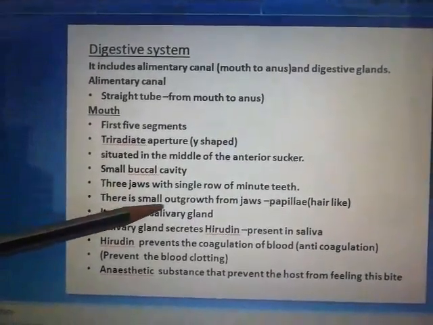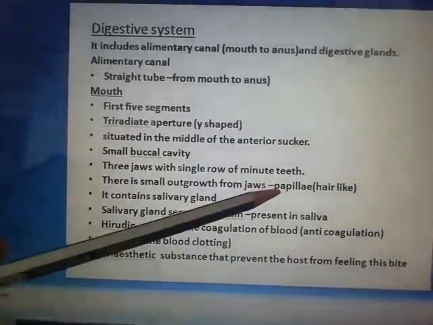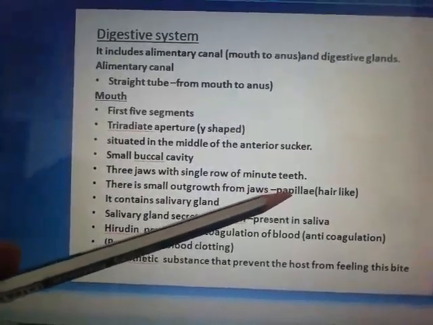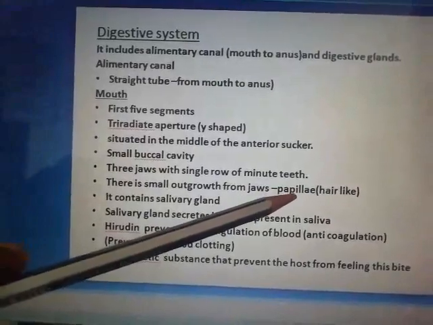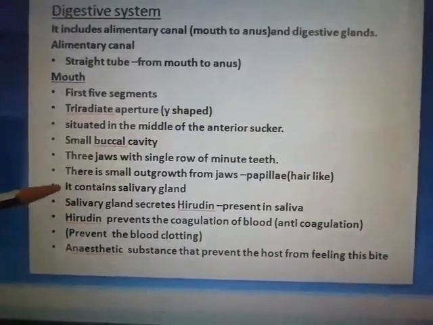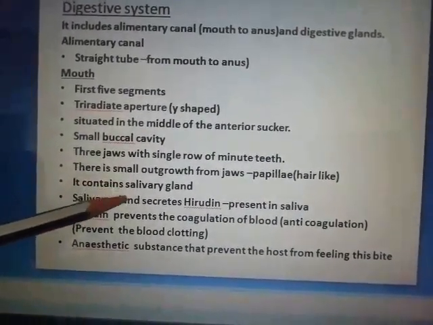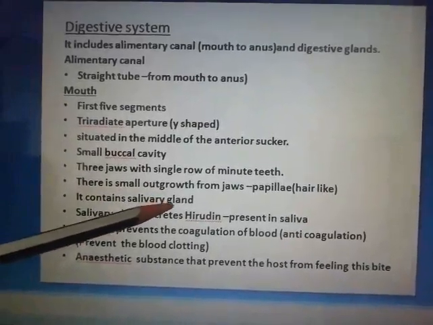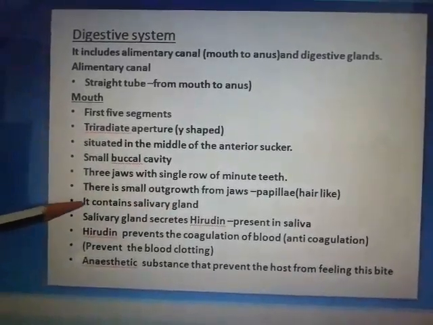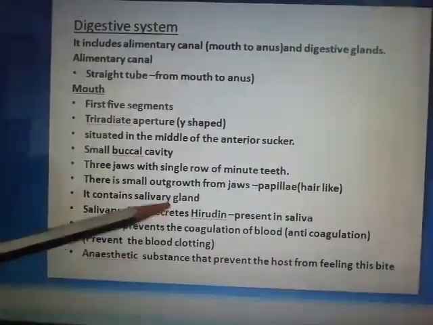There is a small outgrowth from the jaws that is called papillae. That is a hair-like projection, a hair-like structure, called papillae. Then the mouth contains salivary glands. The salivary gland secretes saliva.